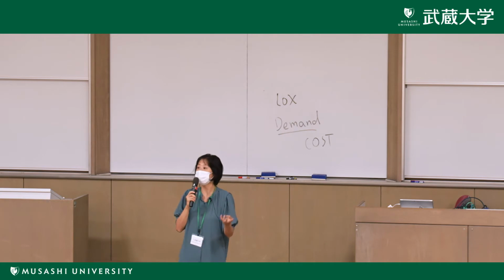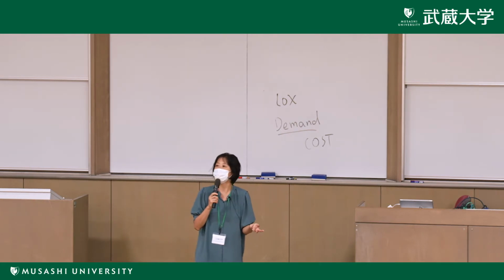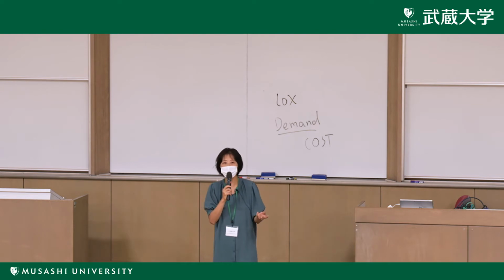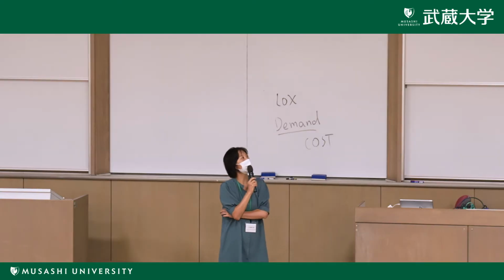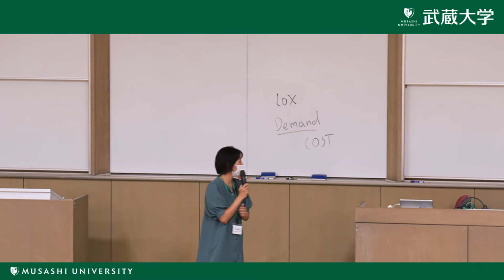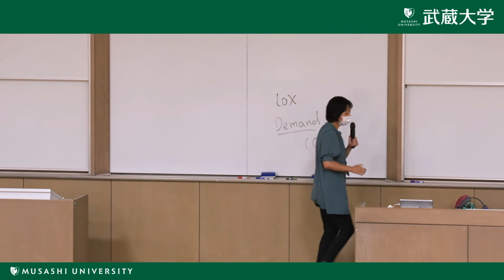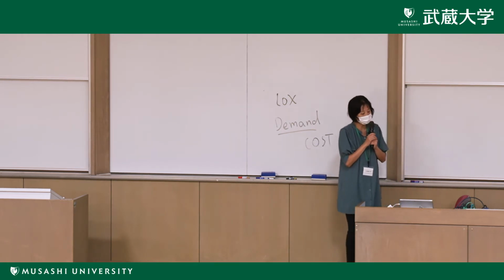And you need to buy machines. For example, to bake the bagel, you need an oven, right? You need to buy tables and chairs, right? Those kinds of costs are basically what we call fixed cost. That's the cost when you don't produce, the cost you need to pay before production happens, right? Okay, so given this cost structure, let's figure out the answer for this question.